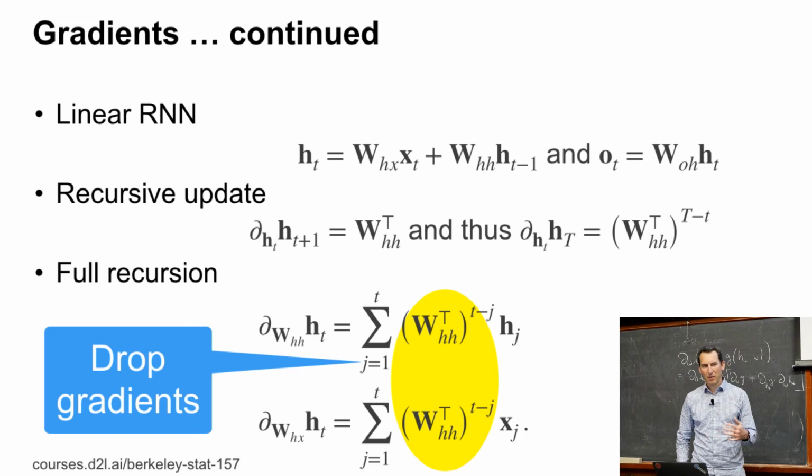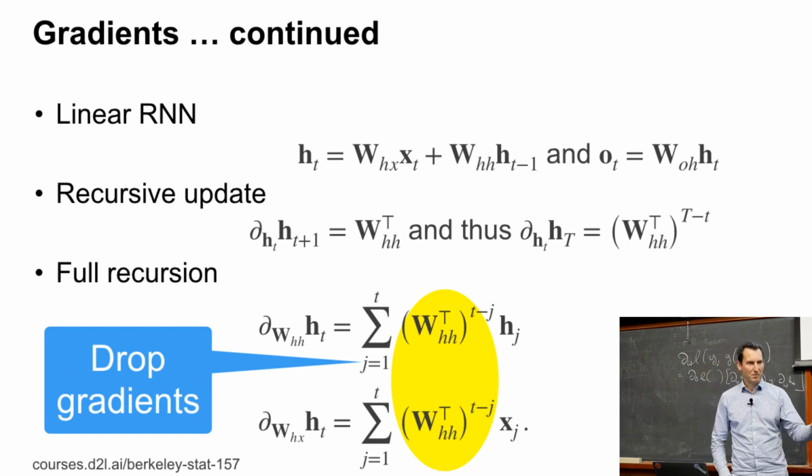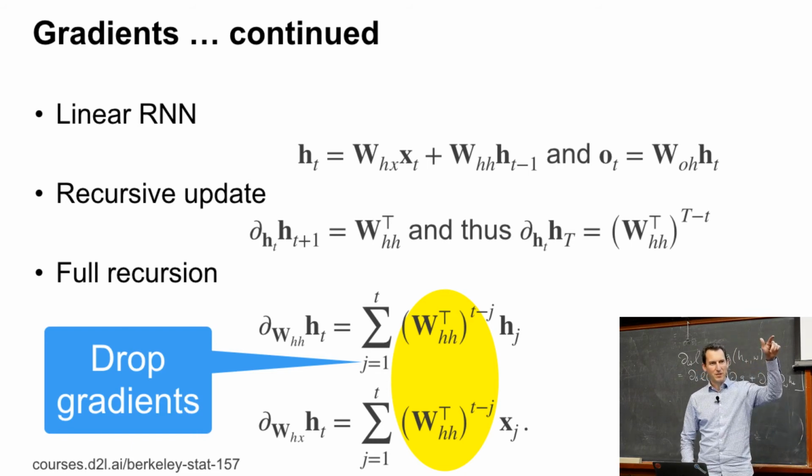Because if that power of the matrix W_hh has some eigenvalues that are larger than 1, they will go to infinity. Basically, they grow exponentially. Whereas if I have some eigenvalues that are less than 1, the corresponding spaces will go to 0.